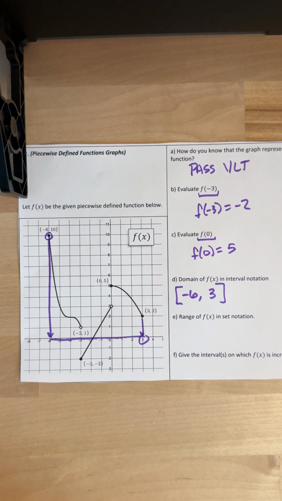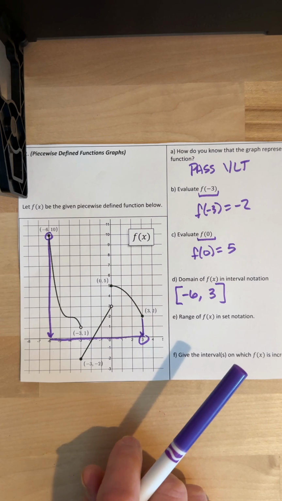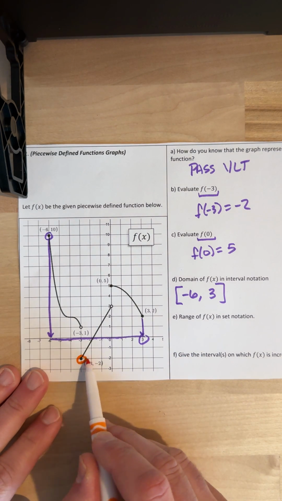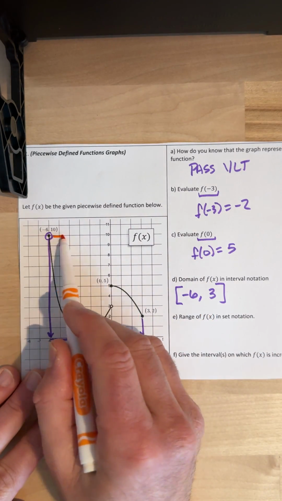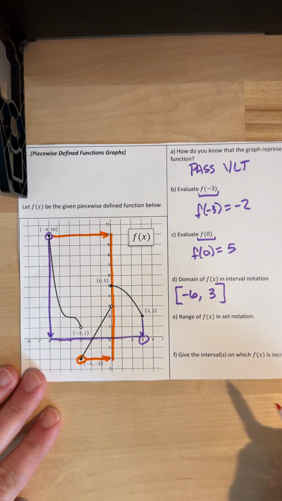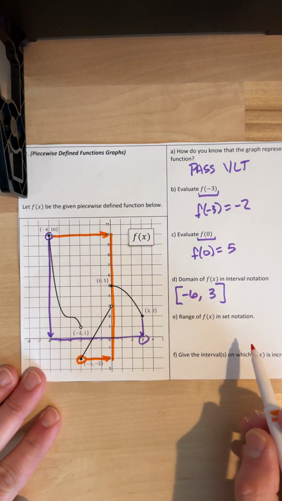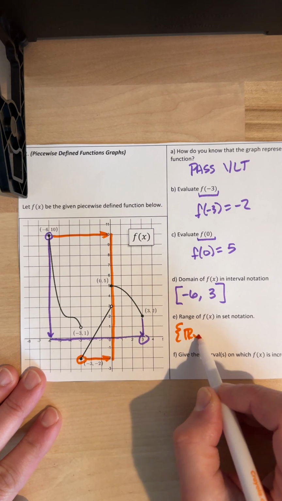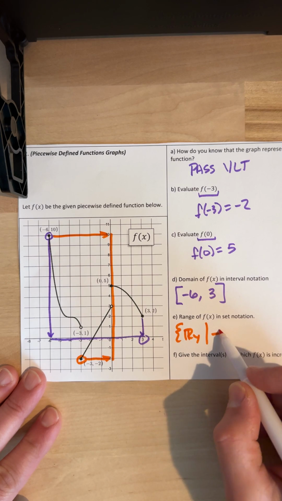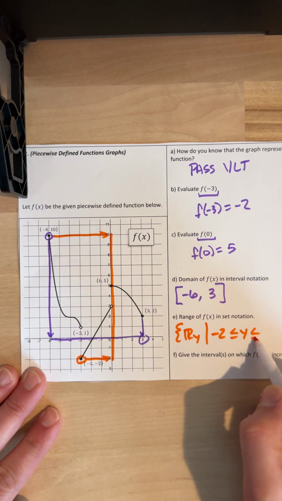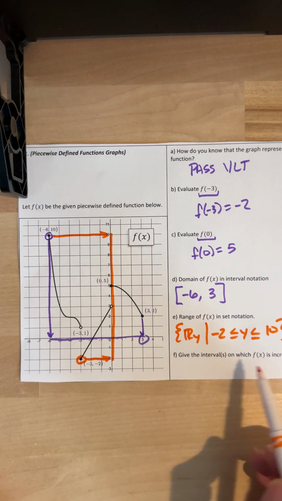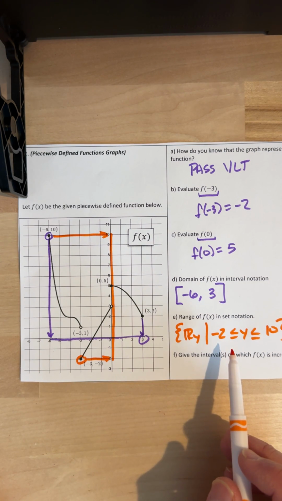Okay, what about the range of this bad boy? Let me change colors for you real fast. Okay, the range is just your lowest y to your highest y. So here is your lowest y, and here is your highest y. So we want all of these pieces of the graph right there. That's our range. Again, set notation. So we're going to do all real numbers y such that our lowest y value is -2. So -2 is less than or equal to y less than or equal to 10. And that right there would be our set notation, because that's what it's asking us for. So again, lowest y to highest y.